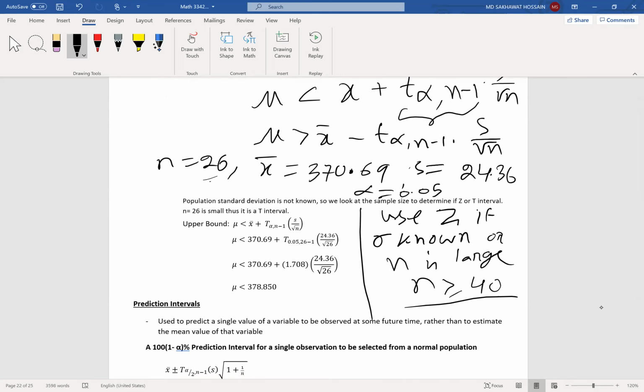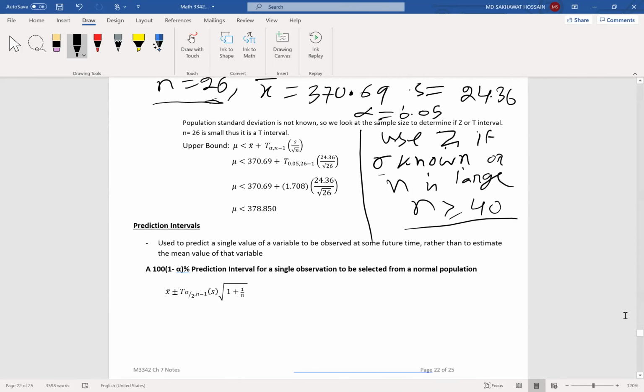Okay. So you will use the z distribution if sigma is known or n is large. You will use the t distribution if sigma is unknown and n is small. That means if s is given and n is small. Is it clear? Here we have s, we do not have sigma, right? Now look at the sample size. The sample size is only 26, which is less than 40, right? So you will use the t distribution. Yeah, very good question.